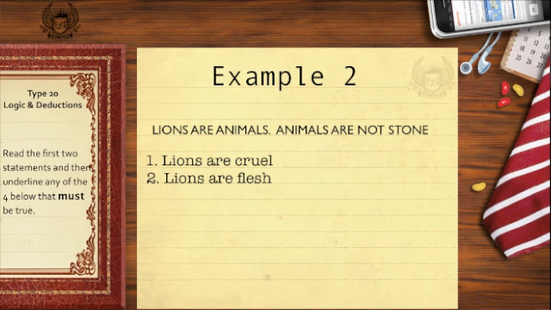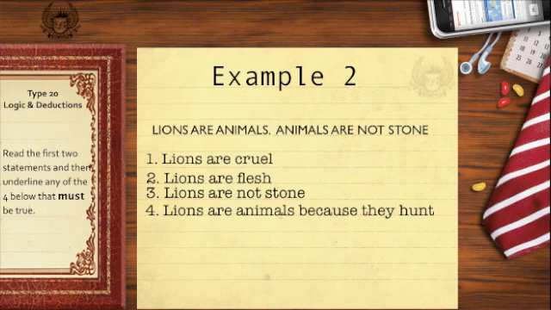Lions are flesh. Well, animals are flesh, and lions are animals, but flesh is not mentioned, so let's not go there, because animals are not stone does not necessarily mean that they are flesh. They could be made of something else. Lions are not stone. Okay, well, lions are animals and animals are not stone, so that is certainly true. And your last one, lions are animals because they hunt. Well, that's not given in any of the first two statements, so only the third statement can absolutely be considered true because lions are animals, animals are not stone, therefore lions are not stone.